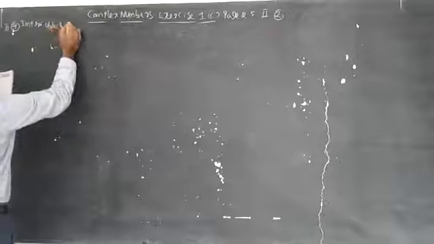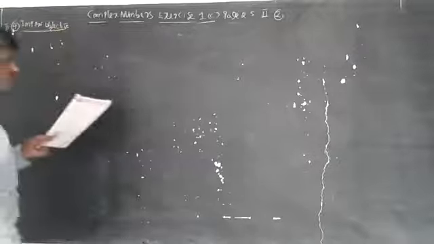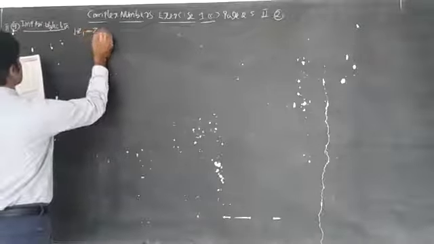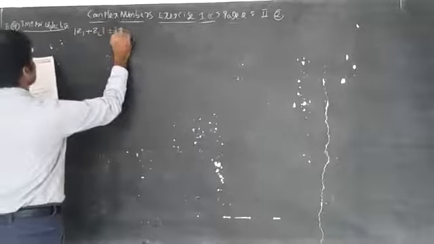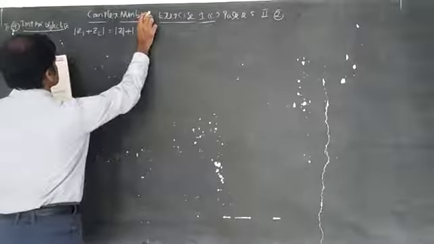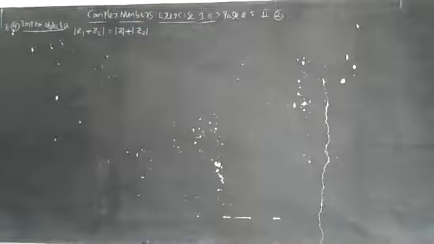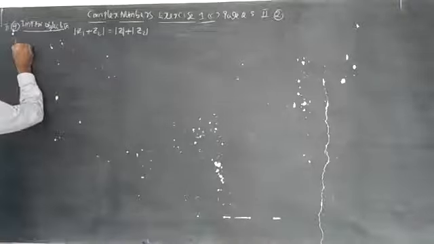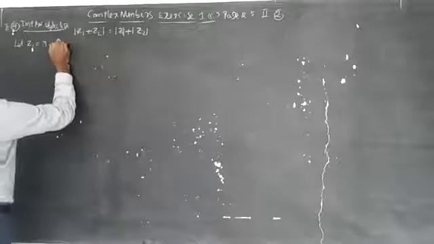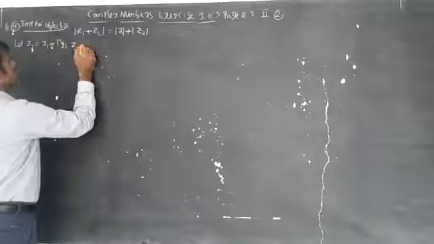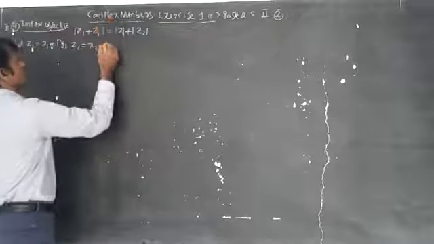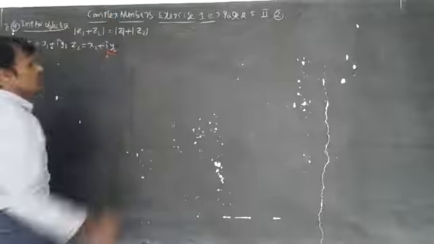In objective, we should use this one as a formula. Modulus of Z1 plus Z2 is equal to modulus Z1 plus modulus Z2. Here, we should consider two complex numbers. Let Z1 is equal to x1 plus iy1. Z2 is equal to x2 plus iy2.